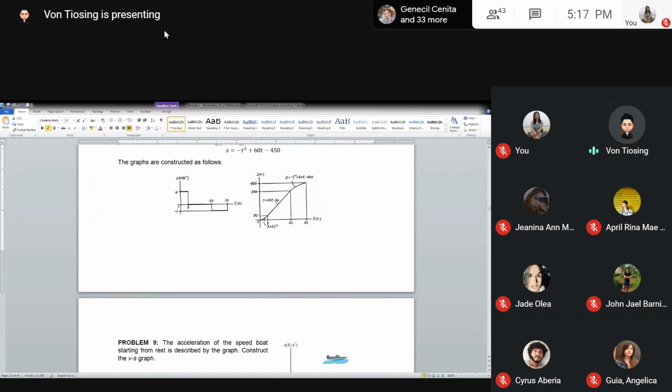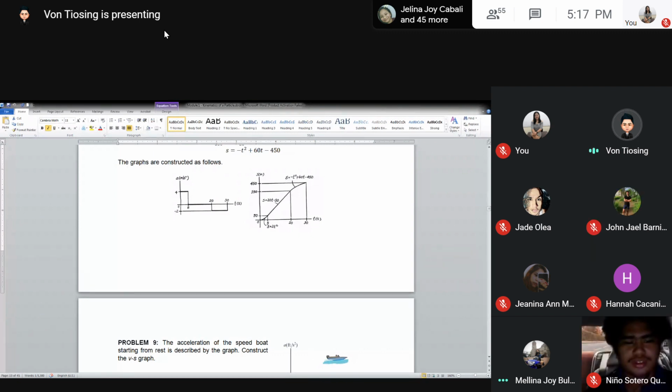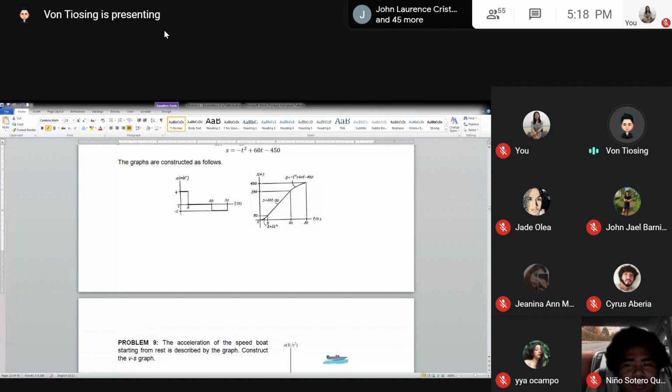Okay? Did you see the... Ba't ganun? Hindi ko nakikita. Sorry na. Hindi ko makita eh. Medyo na-delay ulit yung net eh. Okay. Sensya na po. So, ito po yung graph natin para dito sa problem number 8 natin.